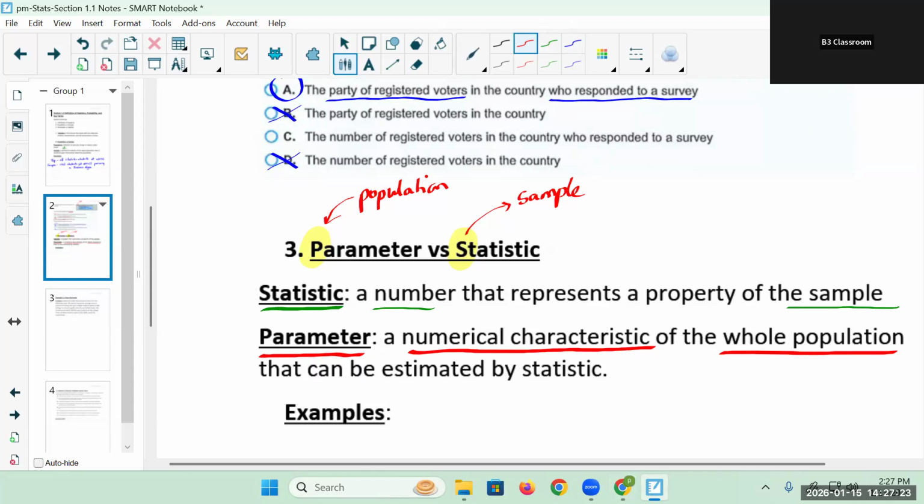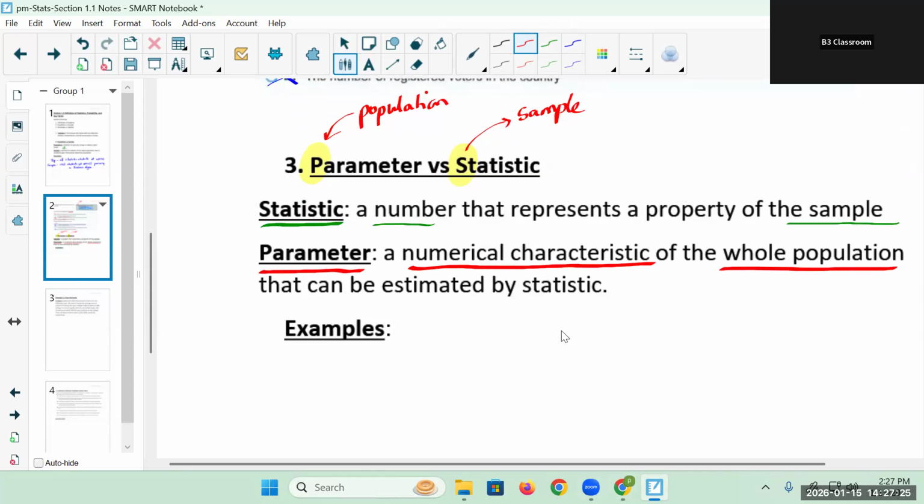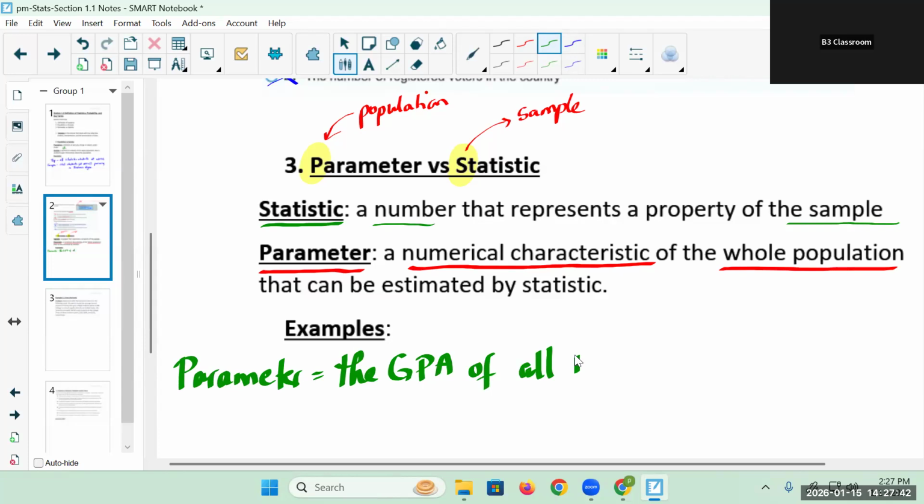So let me give you an example here. So I could have as a parameter the average GPA, or just the grade point average of all business students.